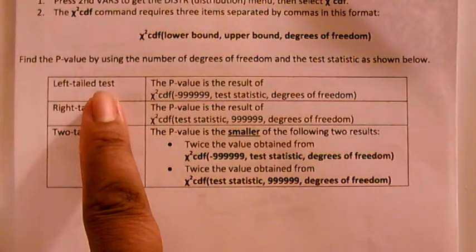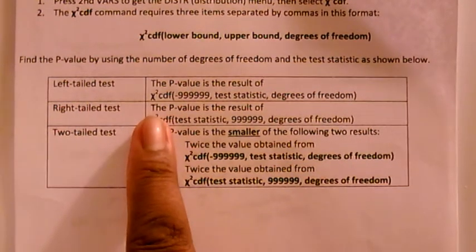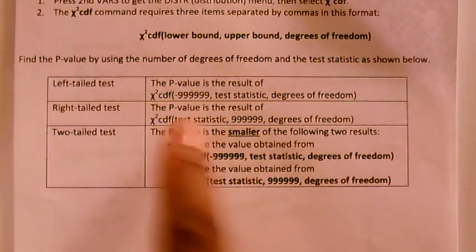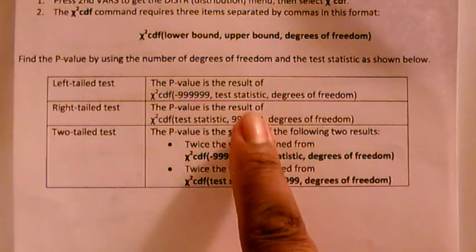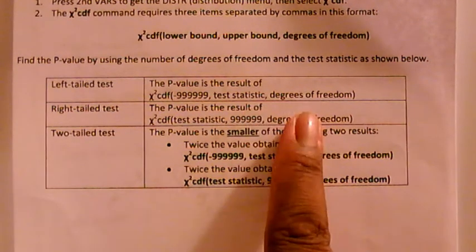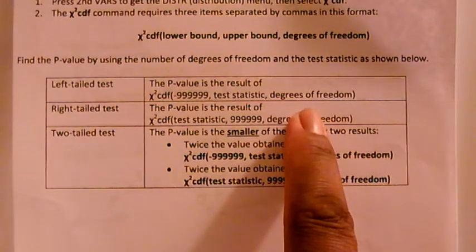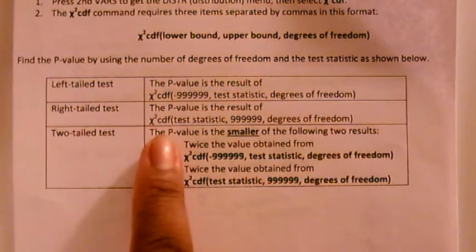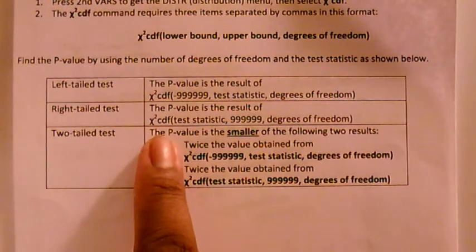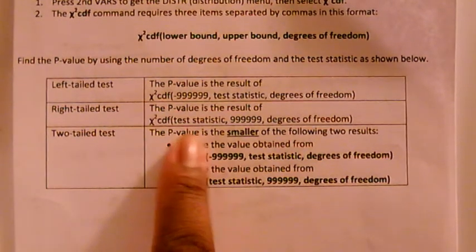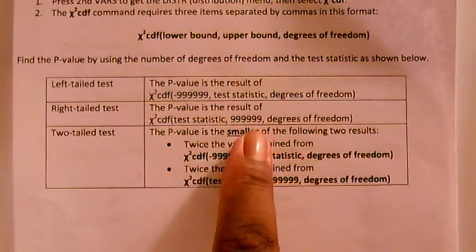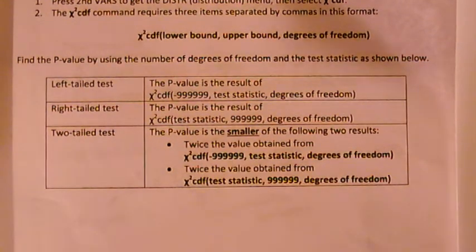if you have a left tail test, then for the chi-square CDF, you'll enter for the lower bound negative 999,999, and then your test statistic from step 5, and then your degrees of freedom. Now, for a right tail test, your p-value is going to be this, the chi-square CDF command, and then this time for a right tail test, you'll first enter your test statistic, then your upper bound will be 999,999, and then finally your degrees of freedom.